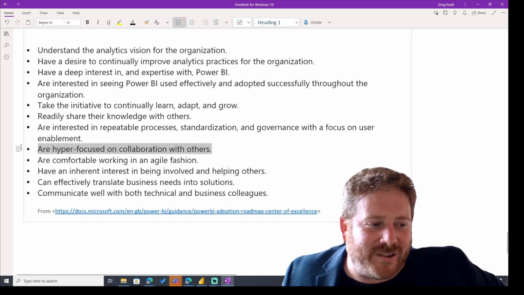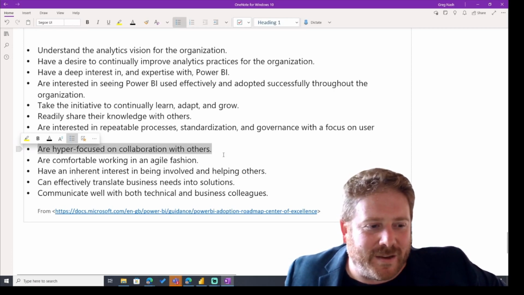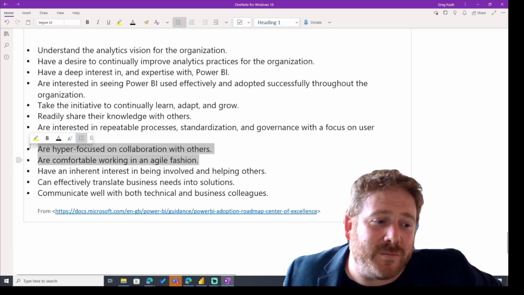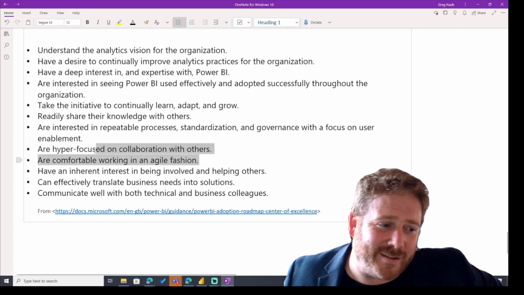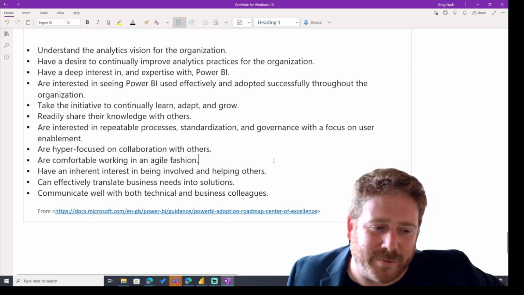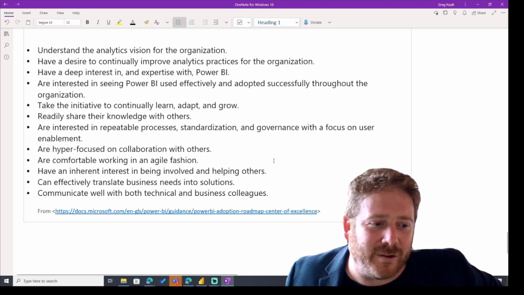Hyper-focused on collaboration with others, comfortable working in an agile fashion, because Power BI is just best done in an agile way. Don't set up a waterfall project for your Power BI. You just end up in a world of hurt, in my opinion.